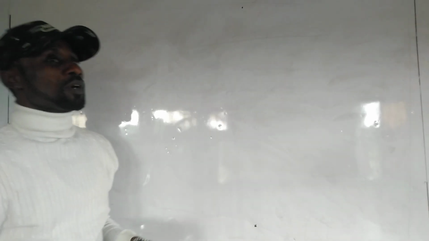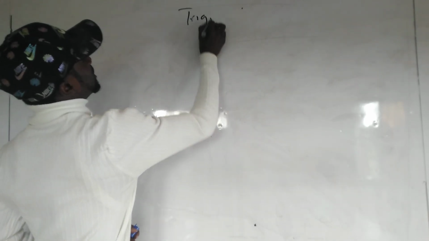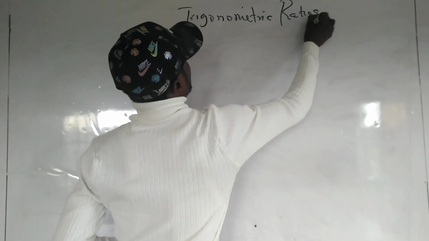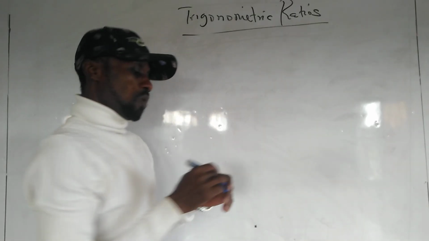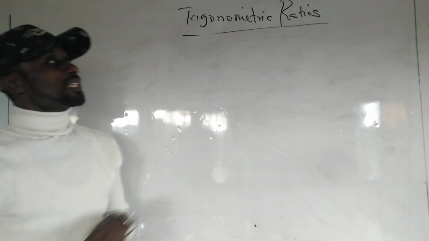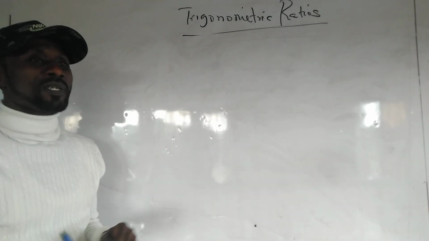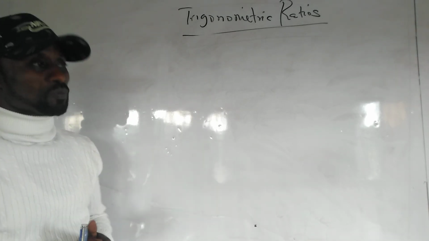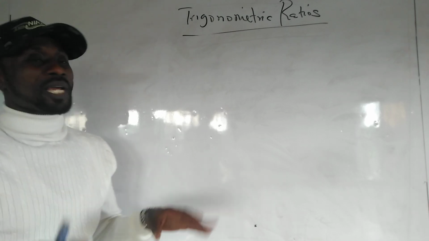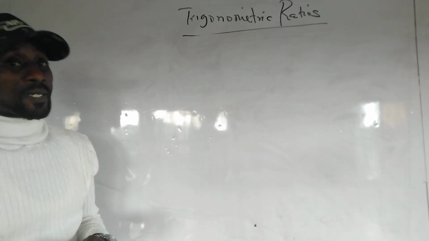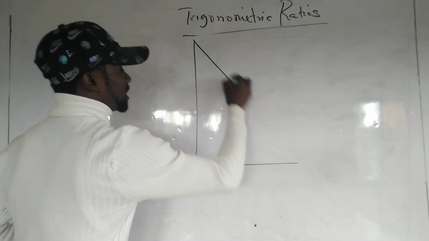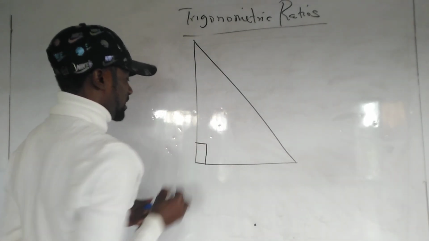In our class today, we want to look at trigonometric ratio. Now, what is trigonometric ratio? This simply means the ratio involving sine of an angle, cosine, and tangent of an angle. To make a trigonometric ratio a reality, we make use of a right angle triangle. A right angle triangle is that triangle in which one angle is 90 degrees.